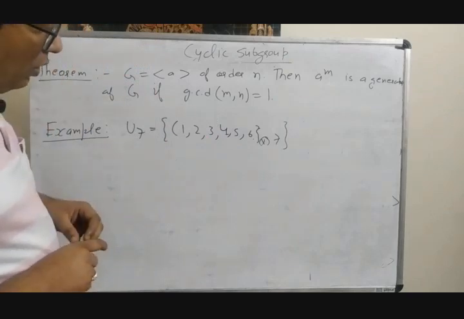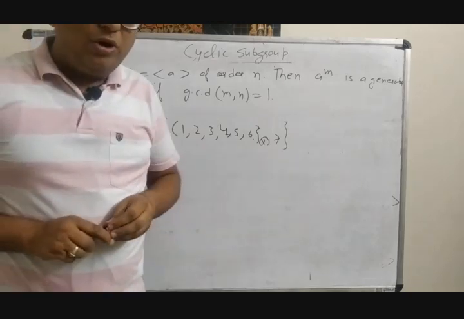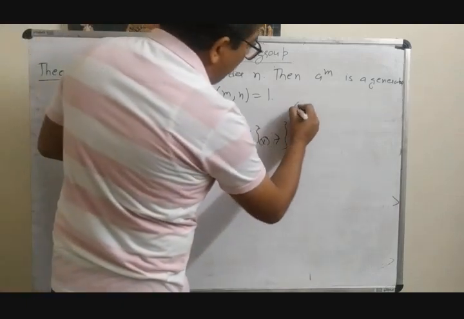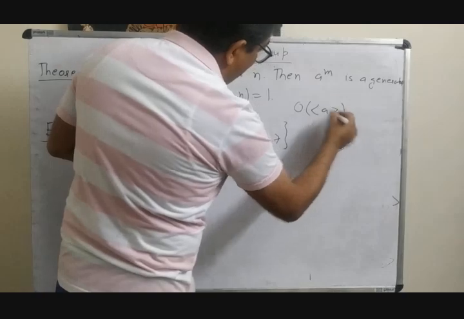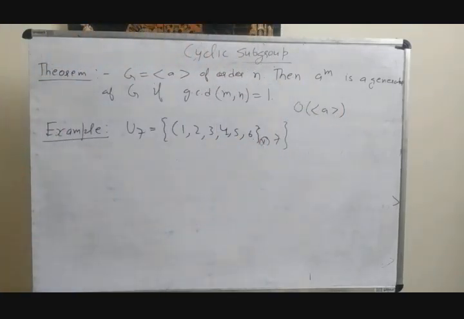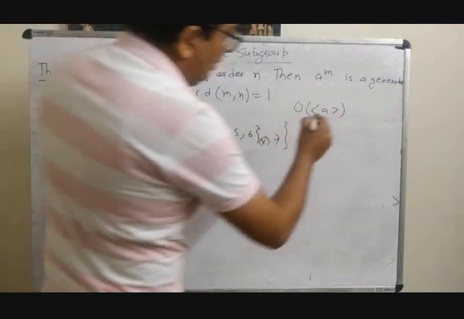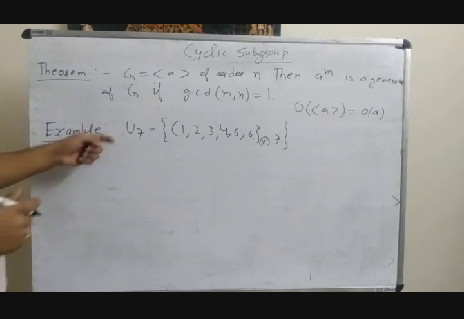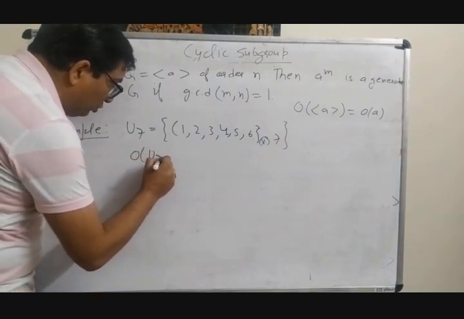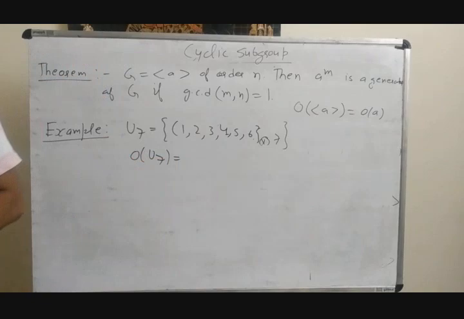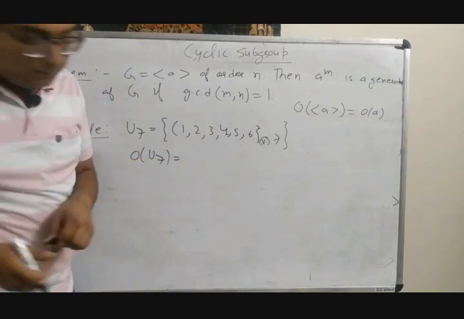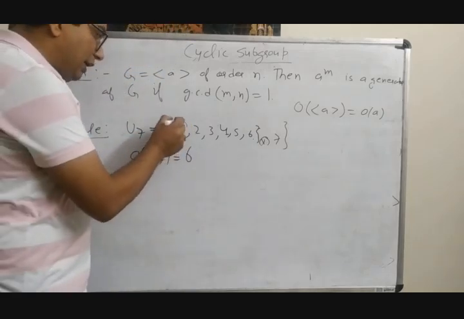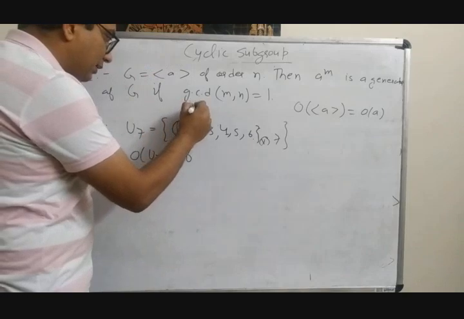So, to find the generator, what will we do? We will use the result that the order of the group generated by A is equal to the order of its element. We know that the order of U7 is equal to 6. And we also know that 1 is the identity element.